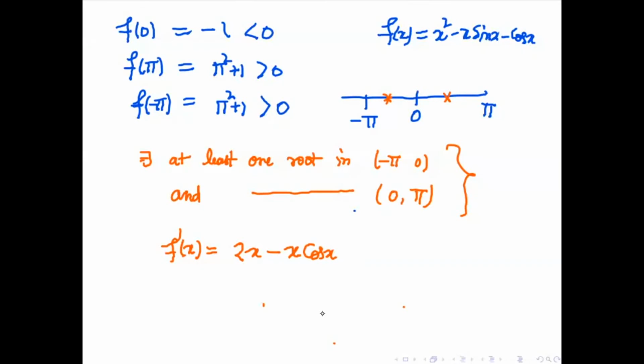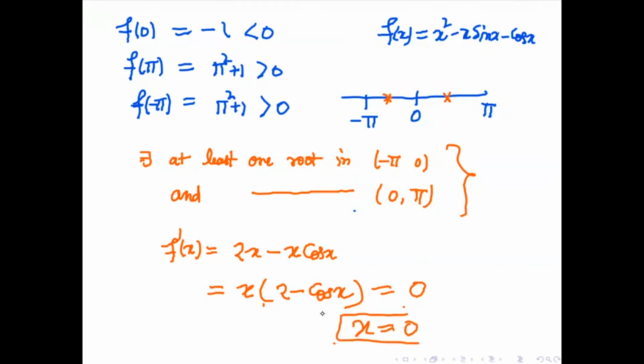So now how many roots does this derivative have? If you take x common, it will give x times 2 minus cos x. This is equal to 0 for what x? It will give x equal to 0. The other factor, 2 minus cos x, cannot be 0 because the cos value will never reach 2. It will be between minus 1 and 1. So that means the derivative has only one root.